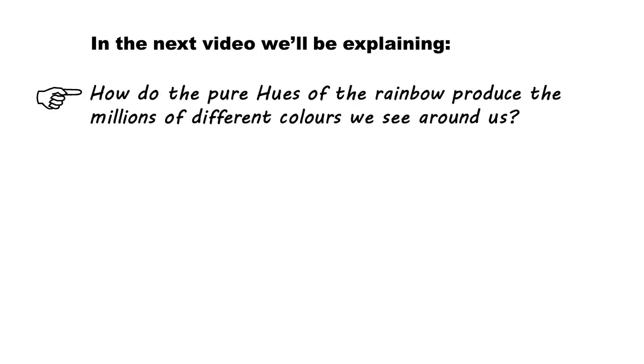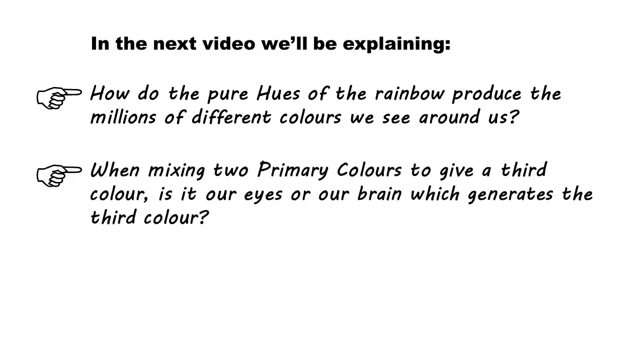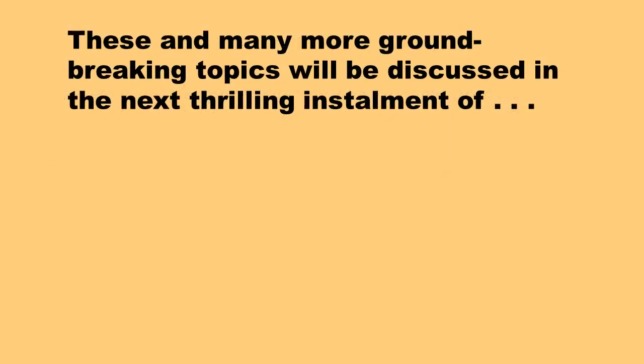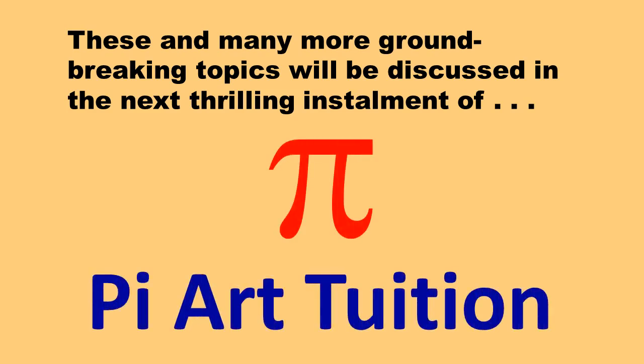How do the pure hues of the rainbow produce the millions of different colours we see around us? When mixing two primary colours to give a third colour, is it our eyes or our brain which generates the third colour? And does the colour magenta exist in reality? These and many more groundbreaking topics will be discussed in the next thrilling instalment of Pine Art Tuition.